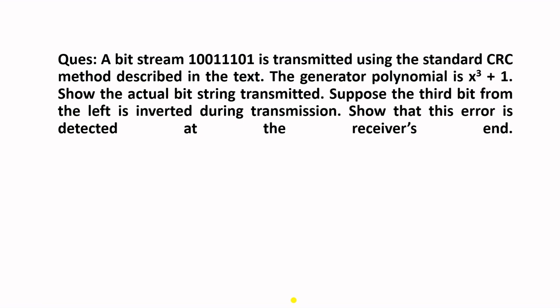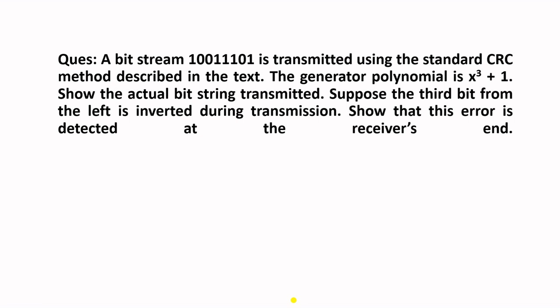There is a bit stream 100111101 transmitted using the standard CRC method. The generator polynomial is x cube plus 1. X cube plus 1 means 1x cube plus 0x square plus 0x plus 1, which means 1001. I think this will be the generator polynomial.